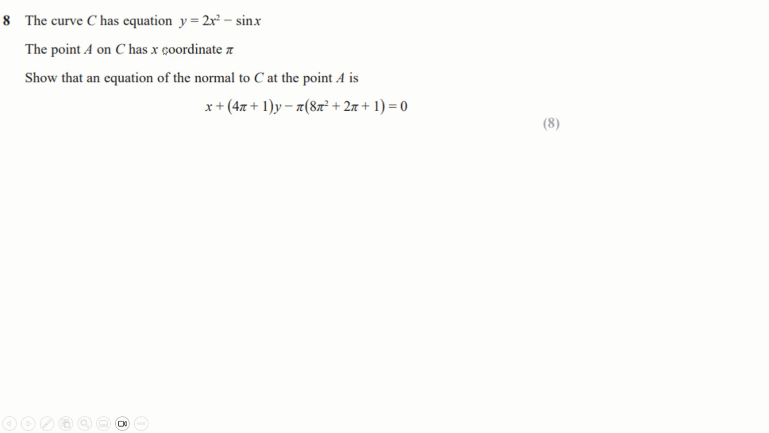A curve has this equation, the point A is on it such that the x-coordinate is this. So okay, let's put the x-coordinate in here, and we end up with this, and therefore sine of pi is 0, so y is just 2 pi squared, so that's the coordinates of A.